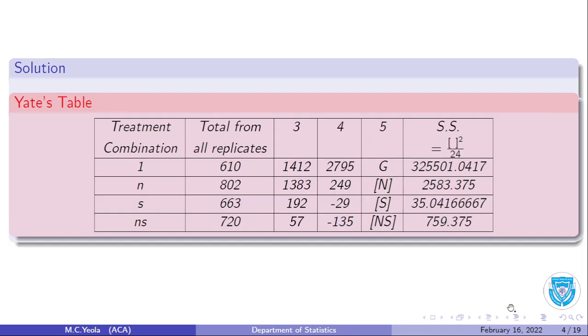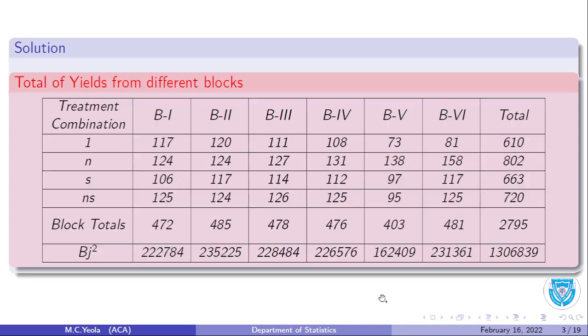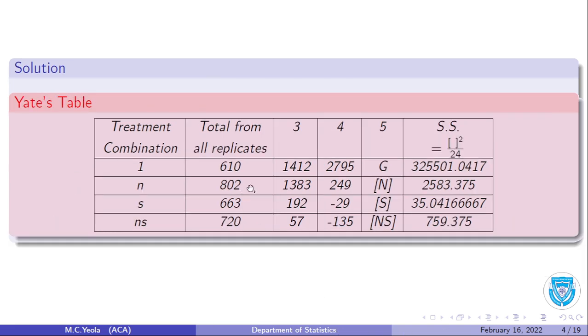Then next what we do here, we'll prepare the Yates table. The Yates table is prepared as follows. In the first column we write the treatment combination, in the second column the total from all replicates, meaning these 4 values that we have taken because we are having 4 treatment combinations here. So those values we have taken here.